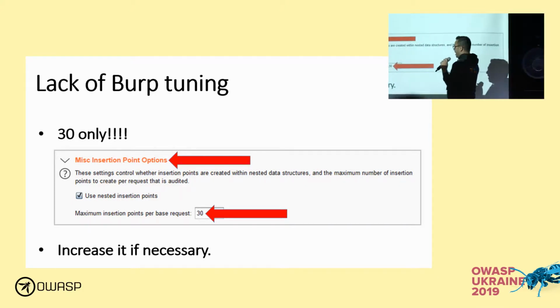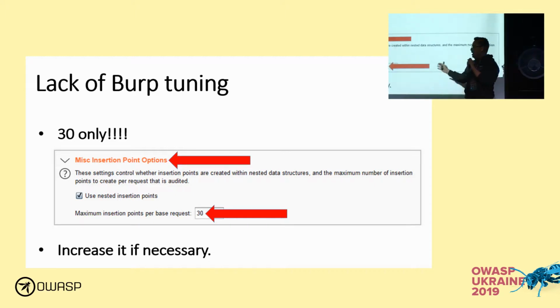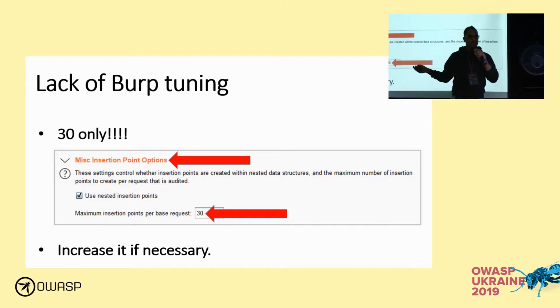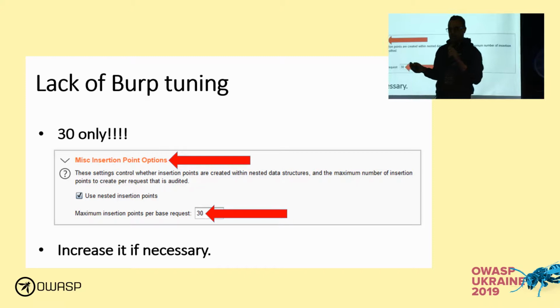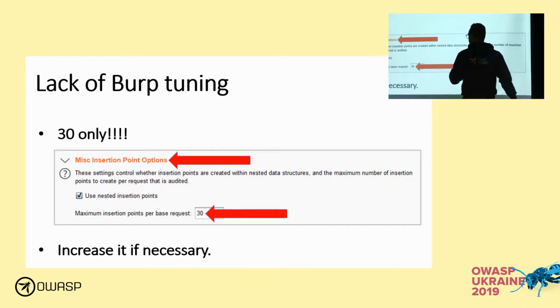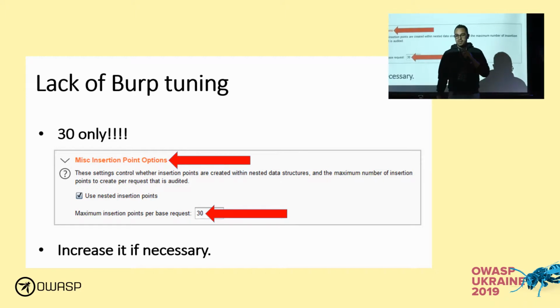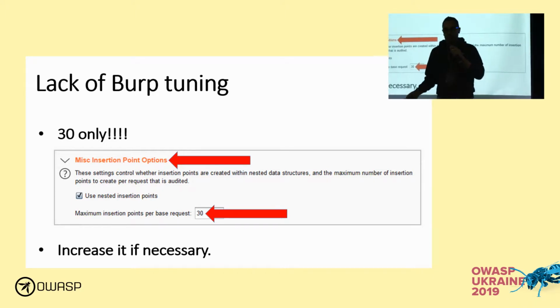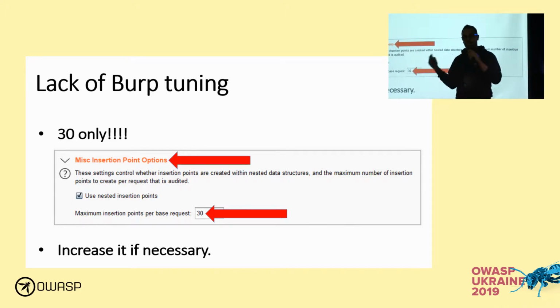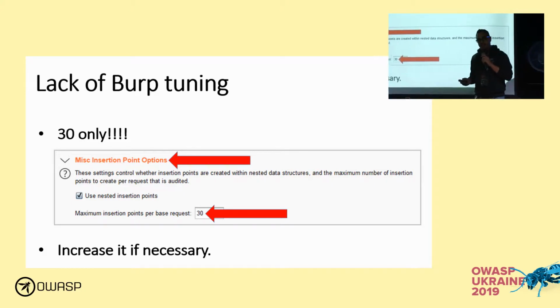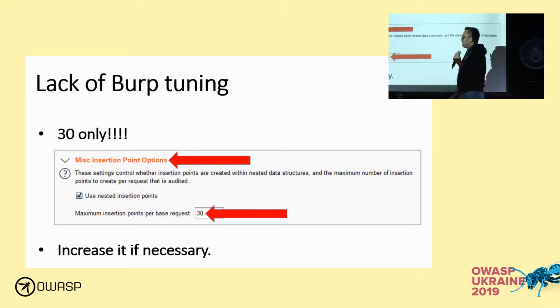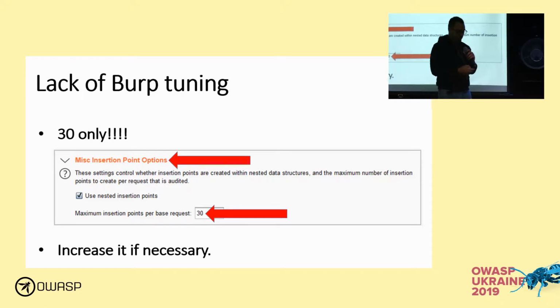So guys, if you don't increase this number, Burp will just ignore the other insertion points. So for example, if you have a vulnerability in one of the later insertion points, you're going to get screwed, because Burp is not going to test it and you're going to miss the vulnerability, okay? So when you start to use Burp, check it, okay?